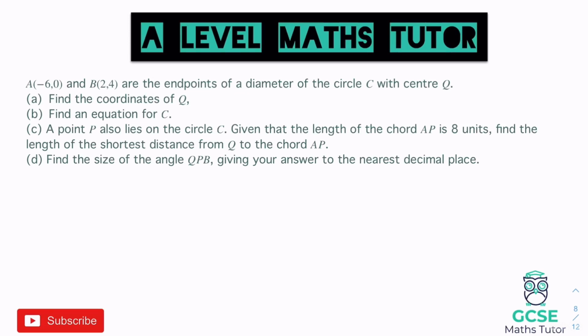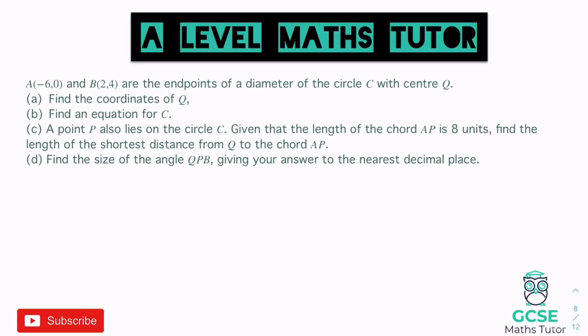It says A, which is negative 6, 0, and B, which is 2, 4, are the endpoints of a diameter of the circle C with centre Q. And it wants us to find the coordinates of Q. Now obviously if A and B are the endpoints of the diameter, the centre of the circle will be at the midpoint of that diameter.